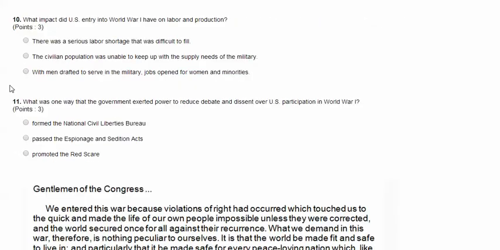Number 10, what impact did the U.S. entry into World War I have on labor and production? There was a serious labor shortage that was difficult to fill. The civilian population was unable to keep up with the supply needs of the military. Or the last option, with men drafted to serve in the military, jobs opened for women and minorities.